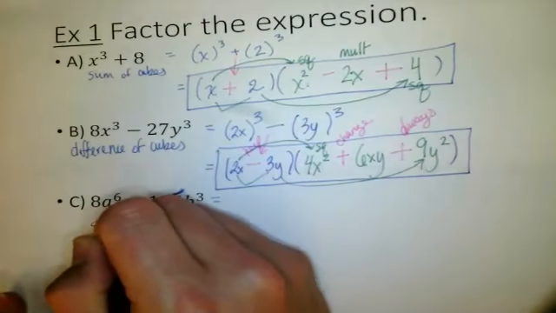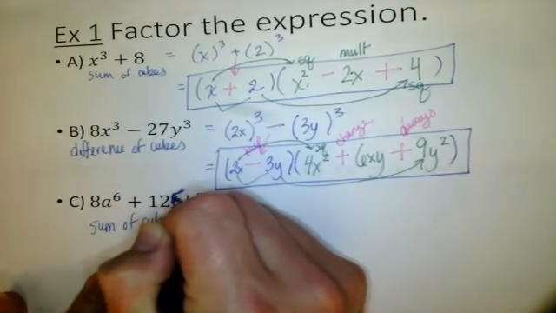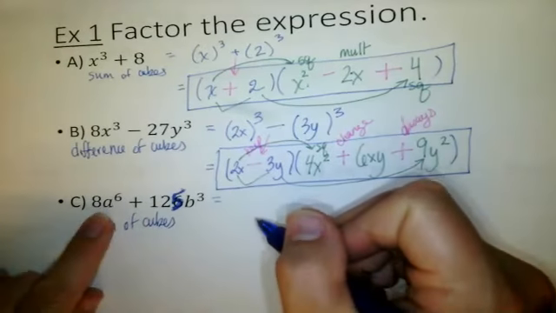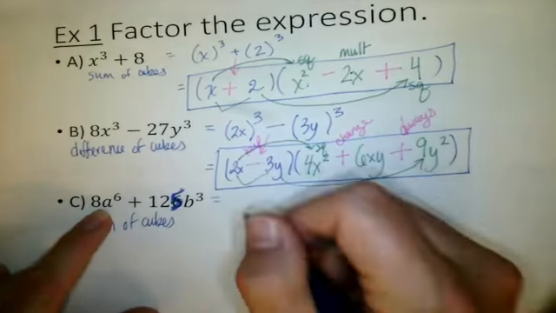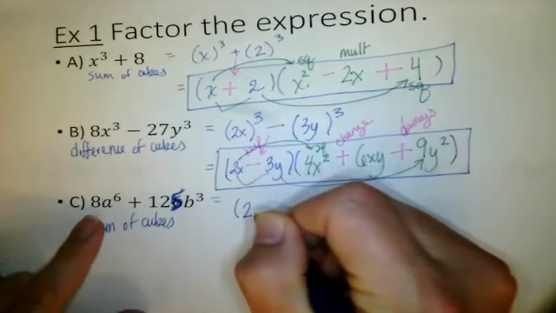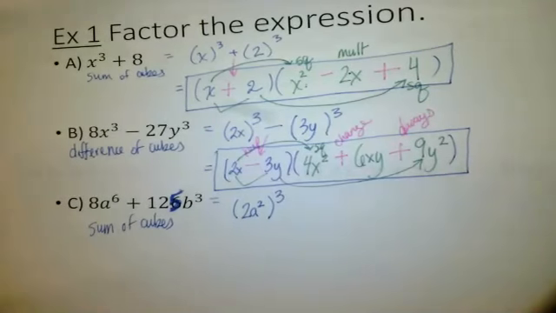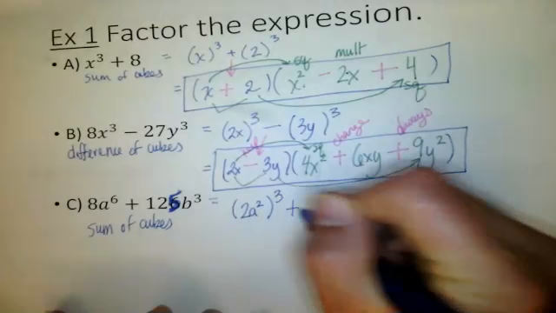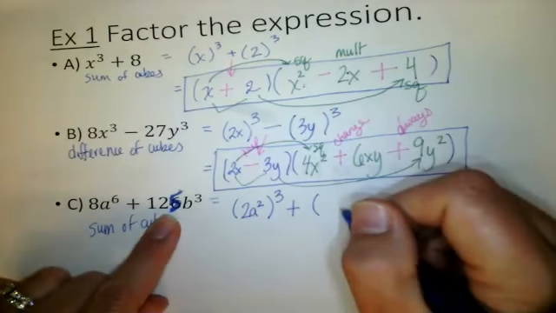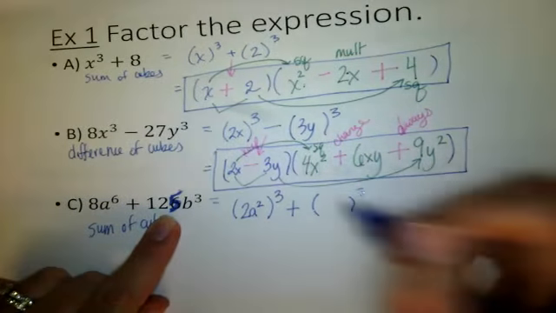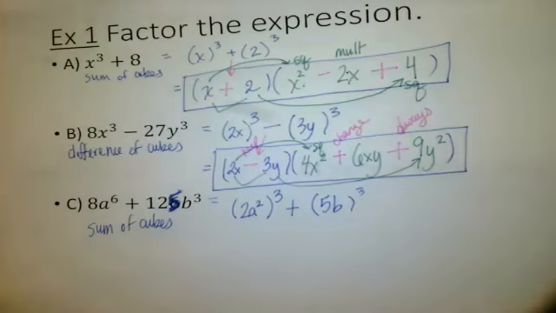Again, this is sum of cubes. So what being cubed gives you 8a to the 6th? 2a squared. Very good. 2a squared times 2a squared times 2a squared would give you 8a to the 6th. Plus, what gives you 125b cubed? 5b. 5b times 5b times 5b is 125b cubed.